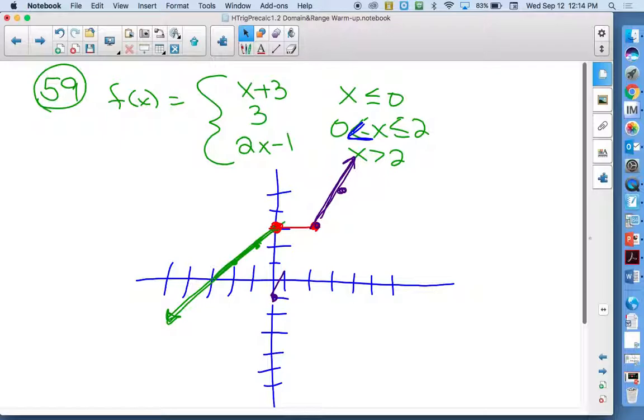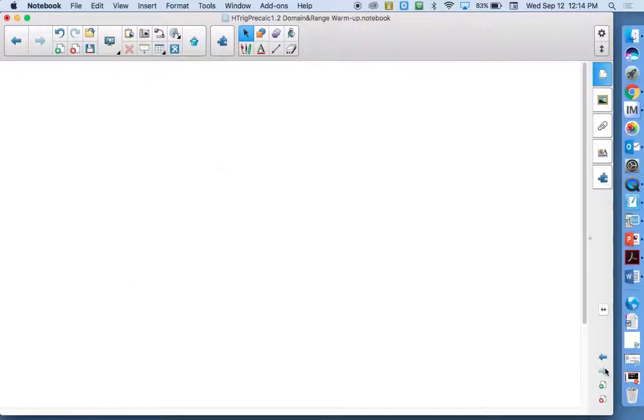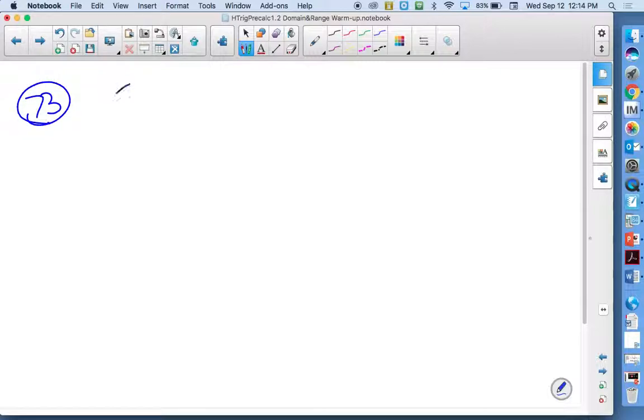Alright, so looking at number 73. Number 73 gave you an ordered pair. And I don't know the exact directions that the book gave. Let's see what it says here. It says, find the coordinates of a second point on the graph, given the first point. Part A is one that would be even, and then part B was odd.